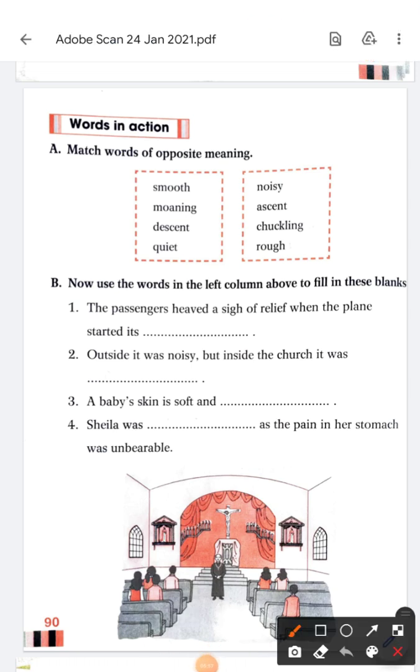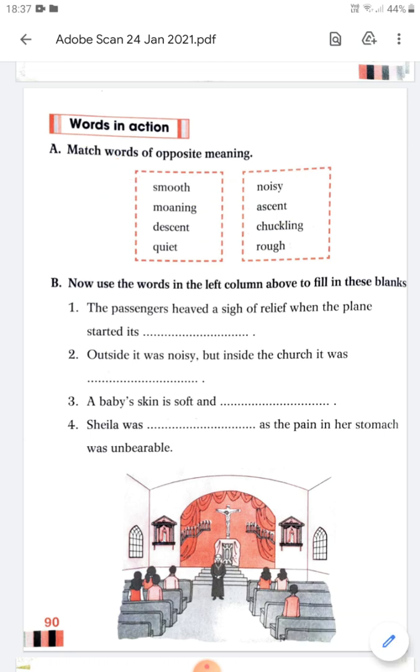Match words of opposite meaning. Smooth, noisy, accent, chuckling, rough. Children, this is column A, this is column B. Whenever you put the numbers, never draw lines.